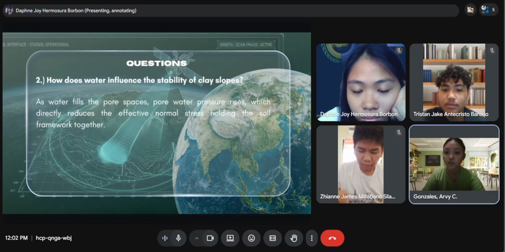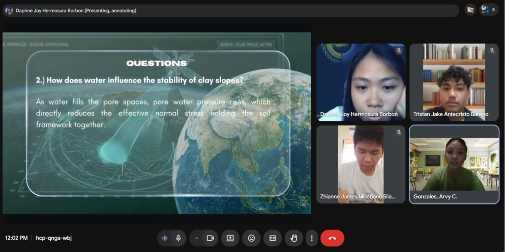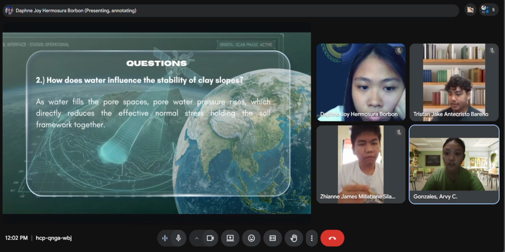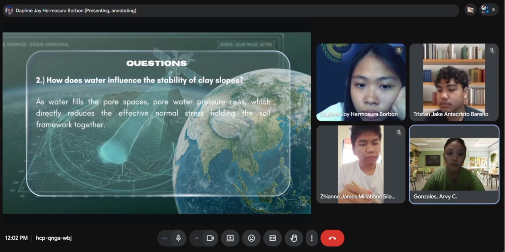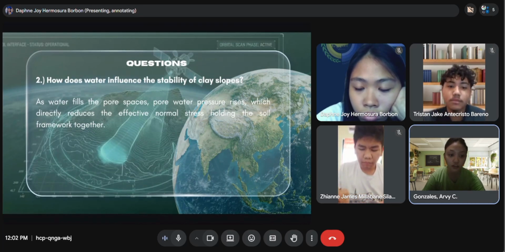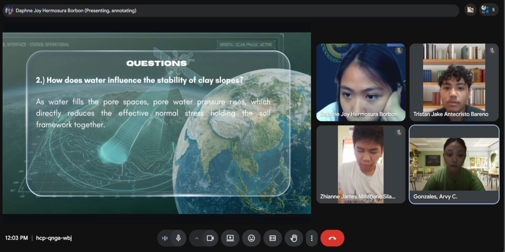Now, next question. Number two is, how does water influence the stability of clay slopes? So water destabilizes clay by altering the internal stress states and degrading the soil's mechanical resistance. As water fills the pore spaces, pore water pressure rises, which directly reduces the effective normal stress holding the soil framework together. Because a soil's operational shear strength depends entirely on this effective stress, the rising fluid pressure strips away the structural resistance along failure planes. And this triggers the landslide movement.